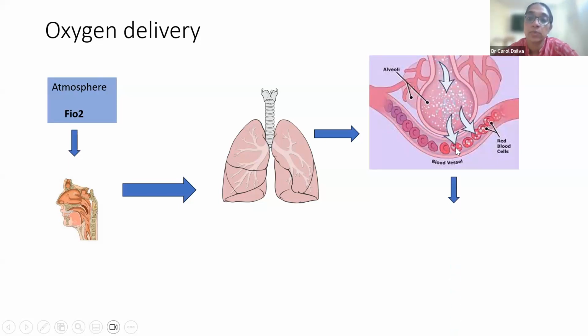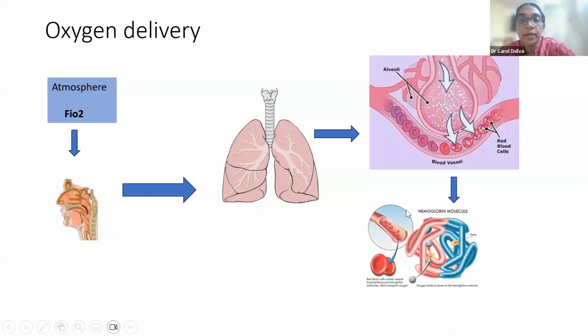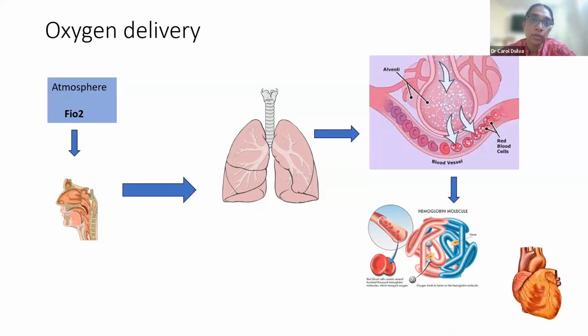Within the RBCs, it binds to an important molecule called hemoglobin. Four molecules of oxygen can combine with one molecule of hemoglobin by cooperative binding. This hemoglobin is the main carrier of oxygen. And of course, you need a normal cardiac output, because the blood flow is what takes this oxygen with the hemoglobin to all the tissues of the body.